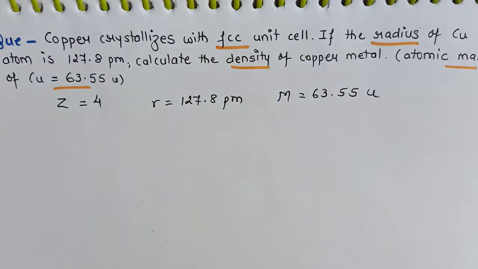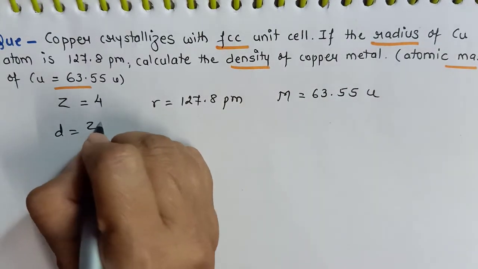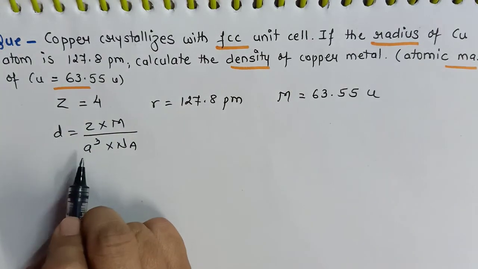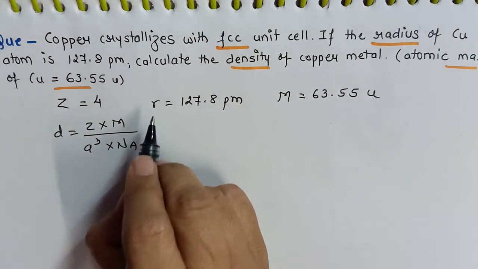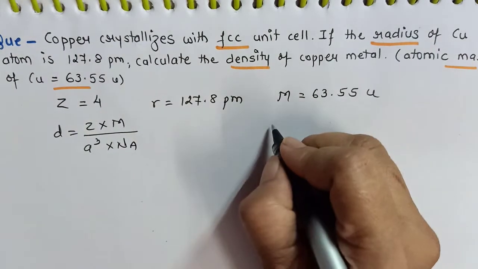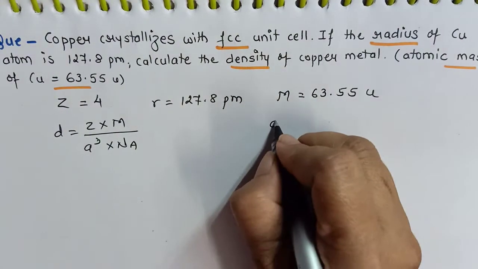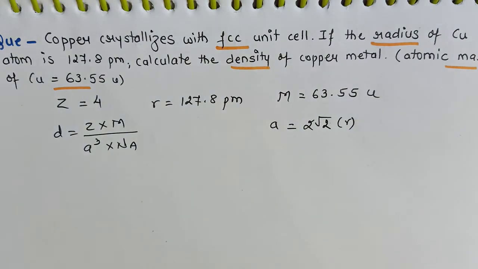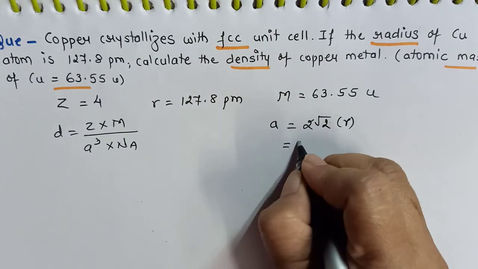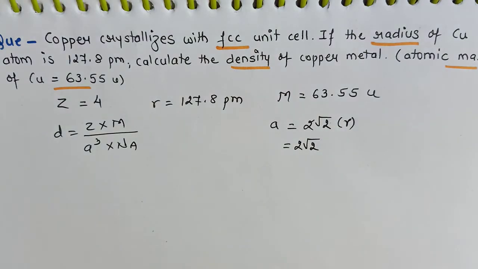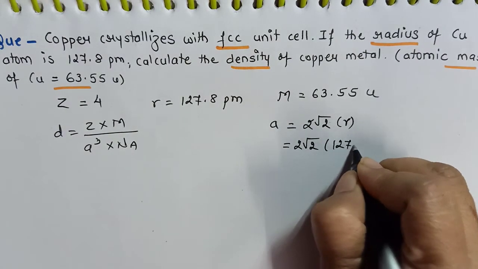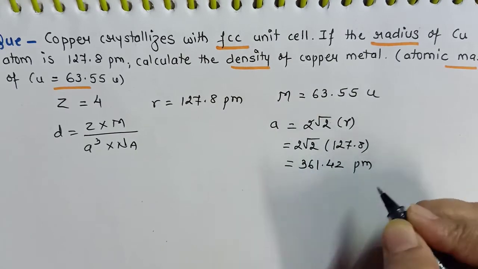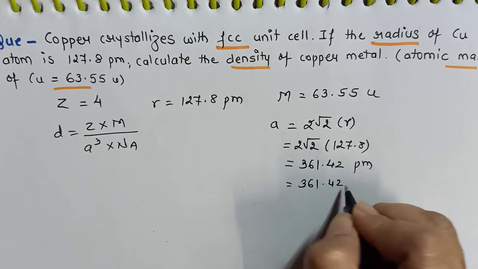63.55 U. Now the formula of density: Z into M upon a cube into Avogadro number. But I don't have the value of edge length right now. Instead, I have radius. For FCC, we know the relationship between a and r for a face-centered unit cell: a equals 2 root 2 r. So a equals 2 root 2 into 127.8. This comes to be 361.42 picometer. Convert it into centimeter.